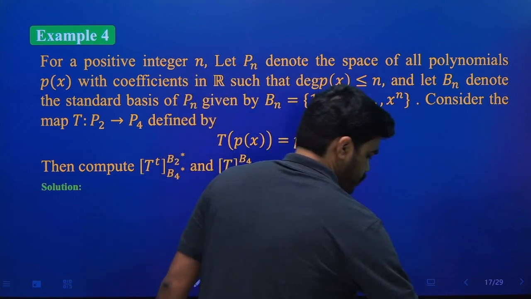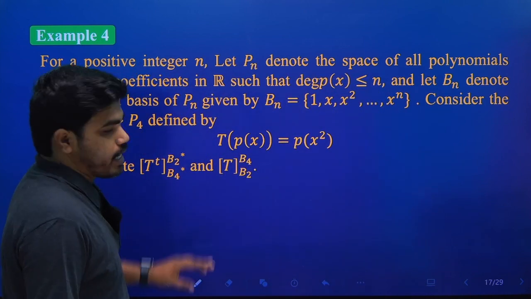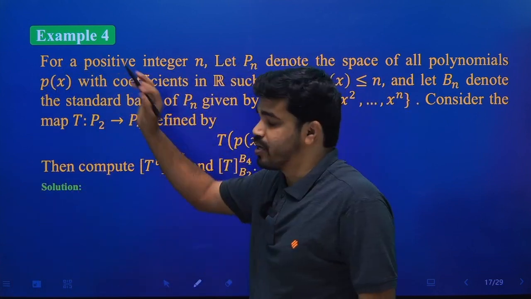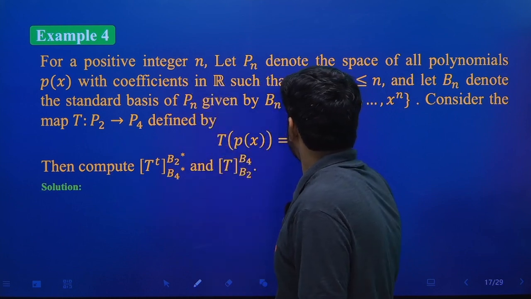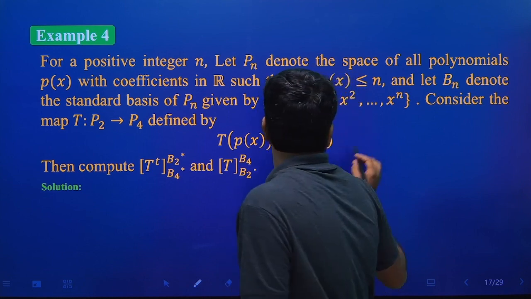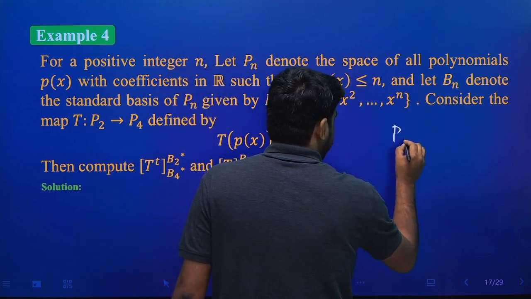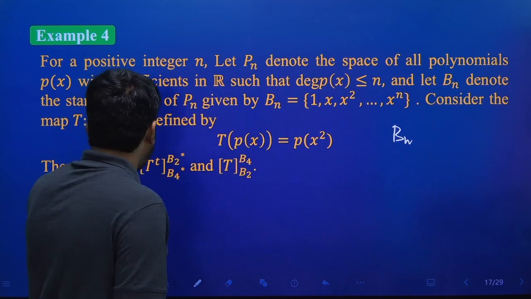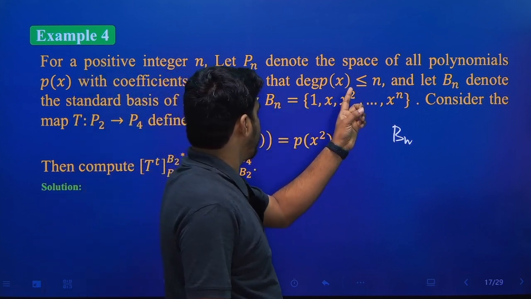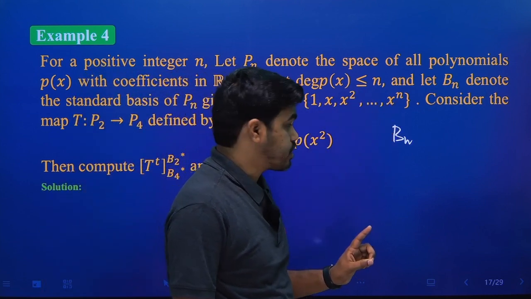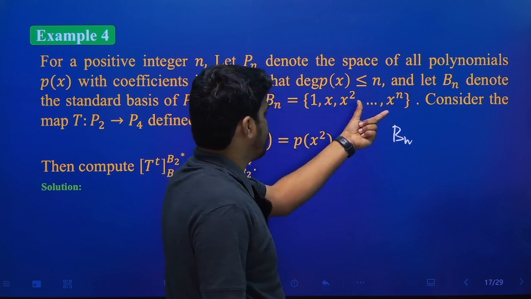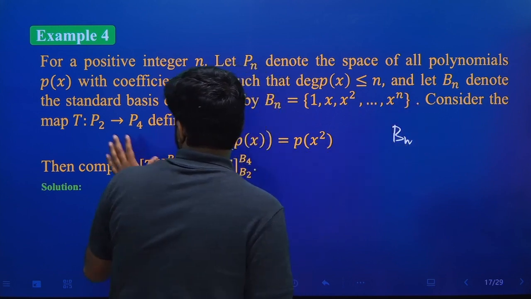Just see this problem. For a positive integer n, let Pn denote the space of all polynomials with coefficients in R such that the degree of p(x) is less than or equal to n, and Bn denote the standard basis of Pn, given by Bn is 1, x, x square, up to x to the power n, right? What is the dimension of Bn? That is n plus 1.